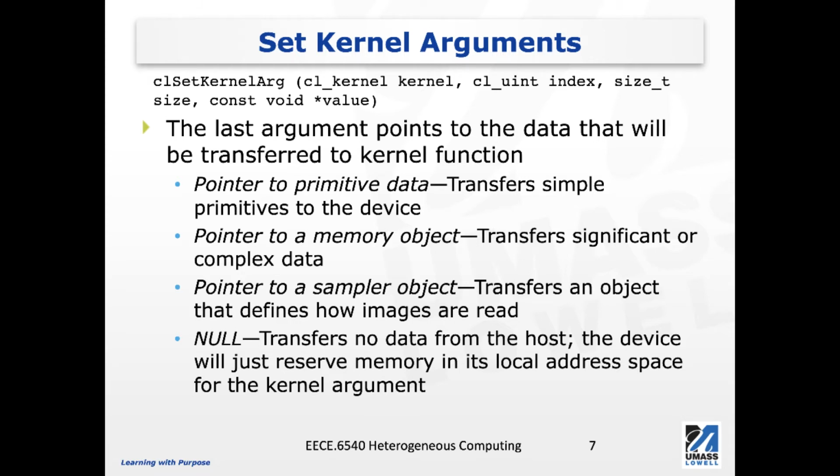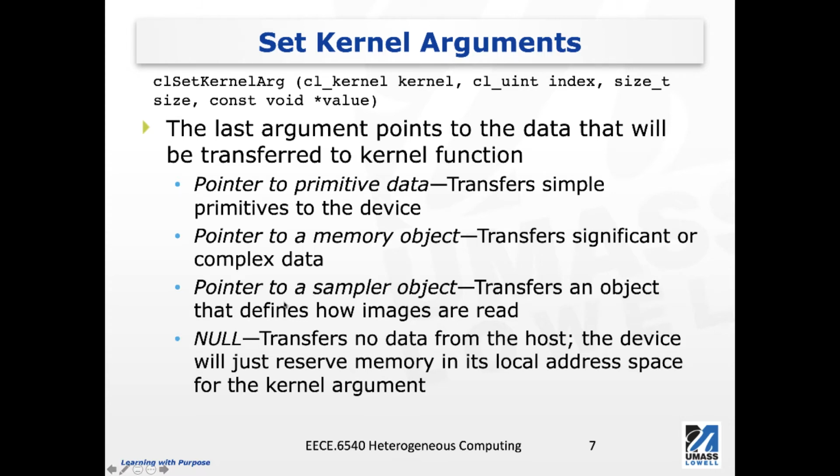We can simply pass a pointer to a primitive data. Let's say we want to pass an integer, and we can put this integer in an integer variable, then use the pointer to this variable as the last argument. In this case, we're simply transferring simple primitives to the device for the kernel function execution. In a different case, we may pass in a pointer to a memory object. This will transfer significant or complex data, which we store typically in a memory object.